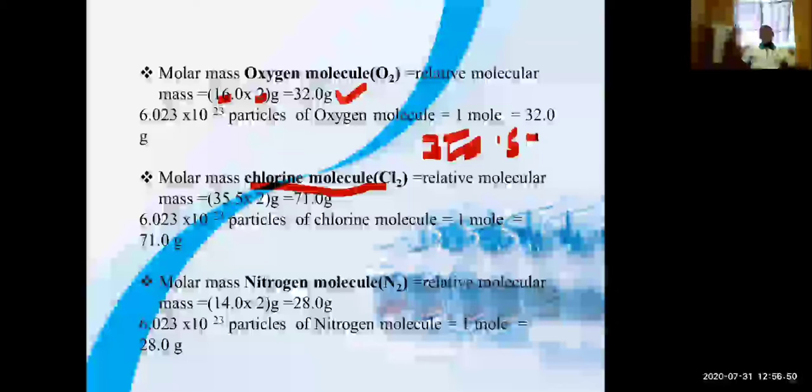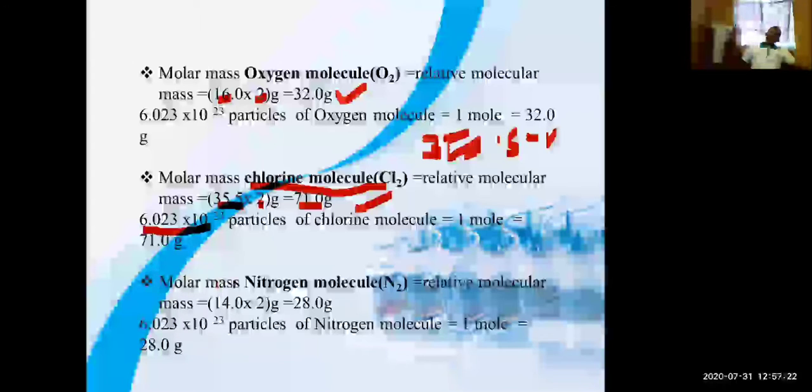So if there are two, you multiply this by 2. So if you multiply 35.5 by 2, you'll be able to get 71.0 grams. So if 71.0 grams of chlorine molecule is equivalent to 1 mole, then the number of particles present in chlorine molecule will be just 6.023 times 10 raised to power 23.